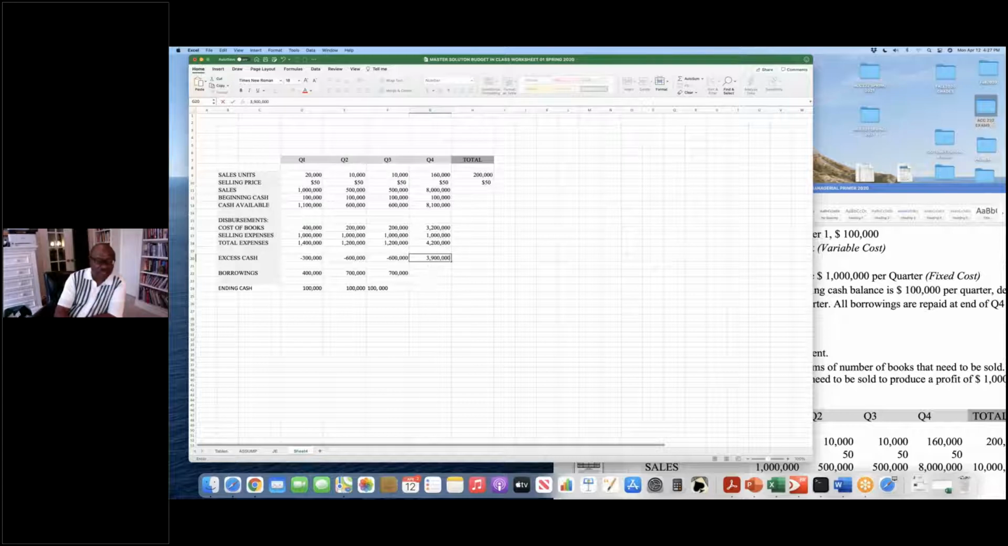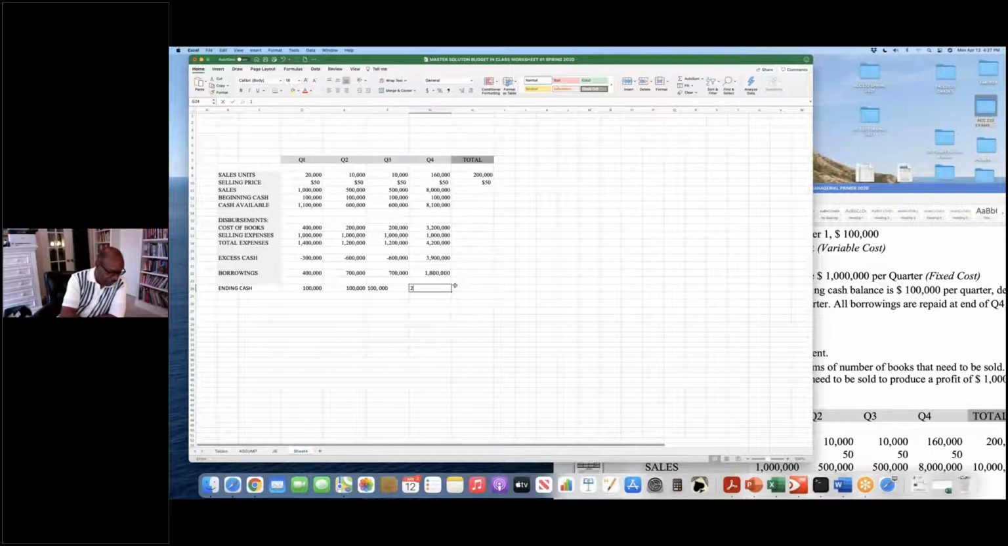Yeah, there you go. So we need to pay back our loans. How much do we have in loans? 1,800,000. So what's our ending cash going to be? It's always going to be 100,000, right? 2,100,000.